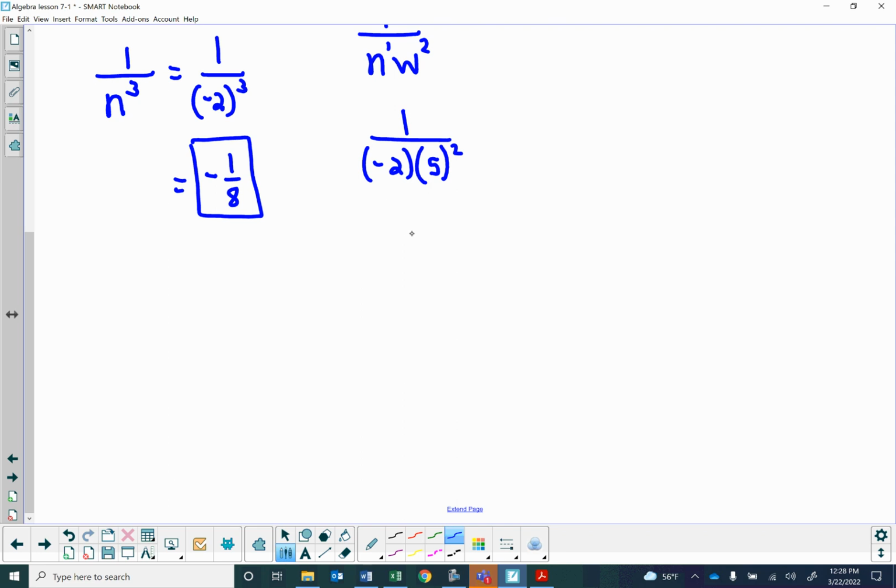Order of operations says we have to do 5 squared first. So this is going to be -2 times 25, which is going to make it 1 over -50, or -1/50th, however way you want to write it.